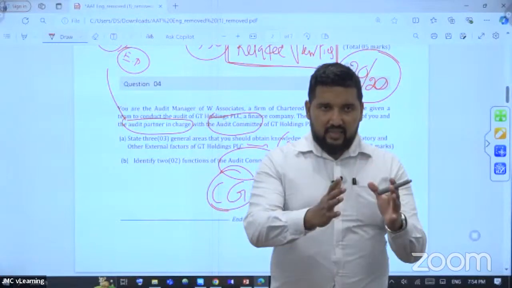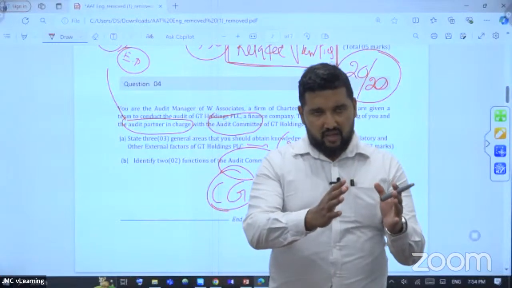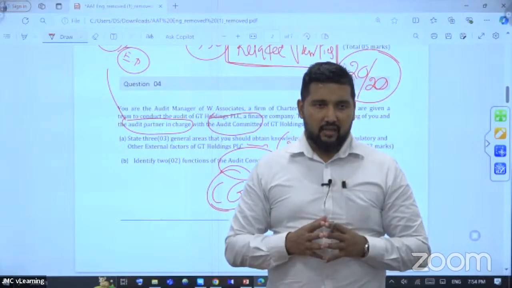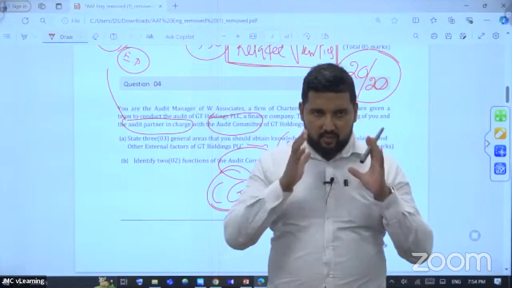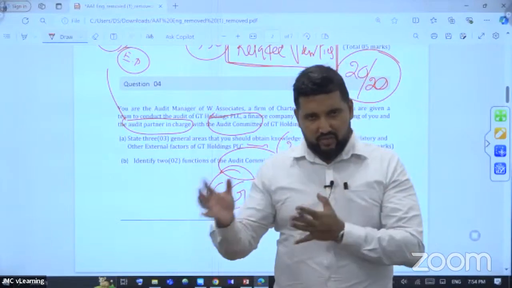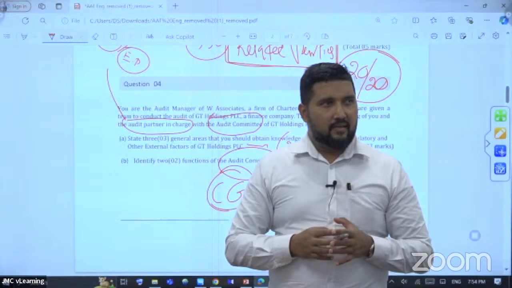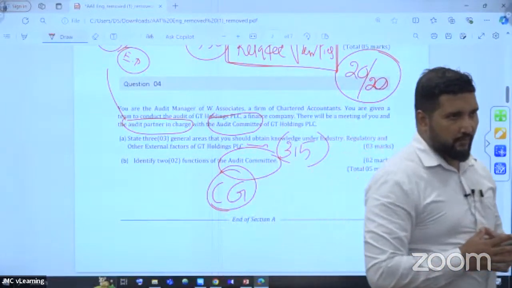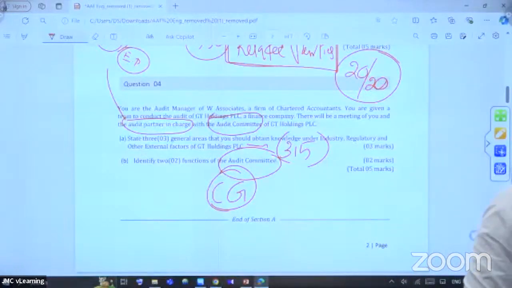Whatever the theories which you are learning in the classroom will be tested as they are at the exam for section A. So no practical aspects. Right? Are we clear on section A? Any questions on section A?